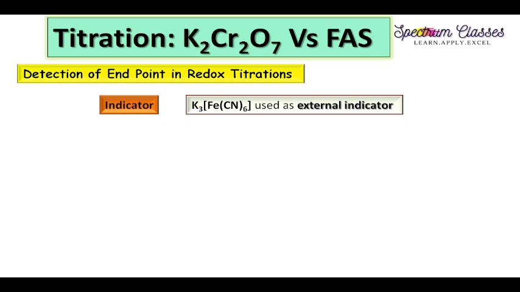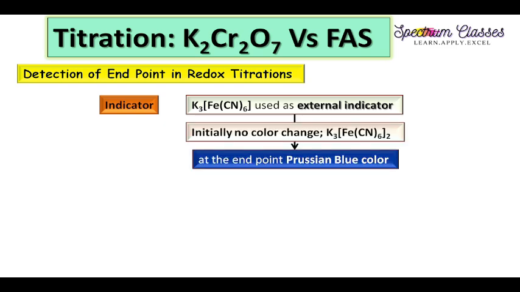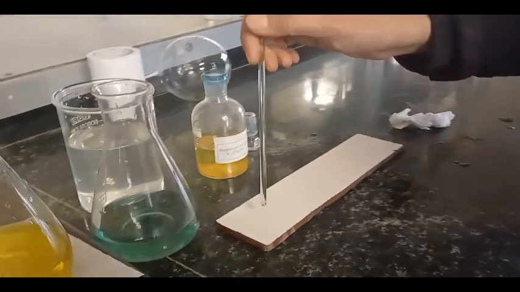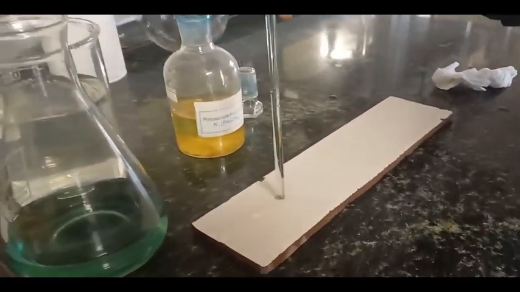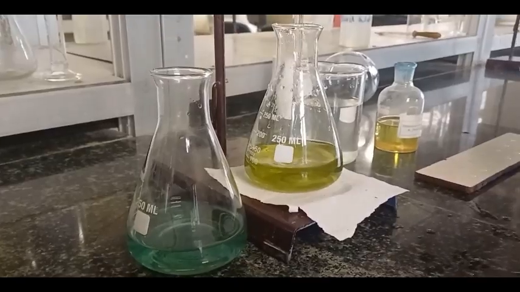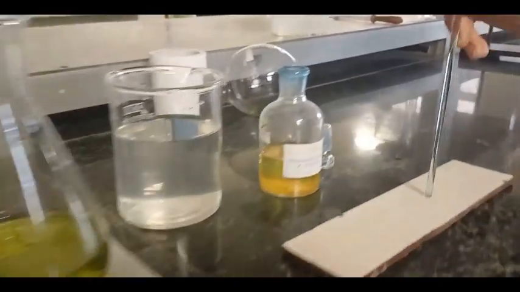Now about the indicator, I am just going to elaborate a few things and then show you in the lab activity. So here we have this K3Fe(CN)6 as an external indicator. We put it on the glaze tile, and initially there is no color change, but at the end point it shows the Persian blue color. So here this is the potassium ferricyanide, the color is this, and we are putting these drops like this. Now we are going to check whether the color is changing or not.